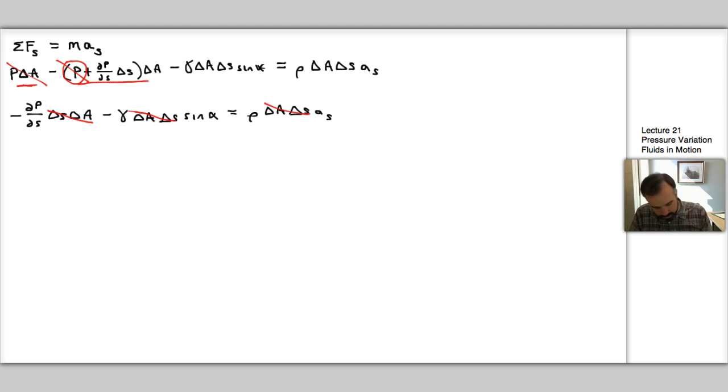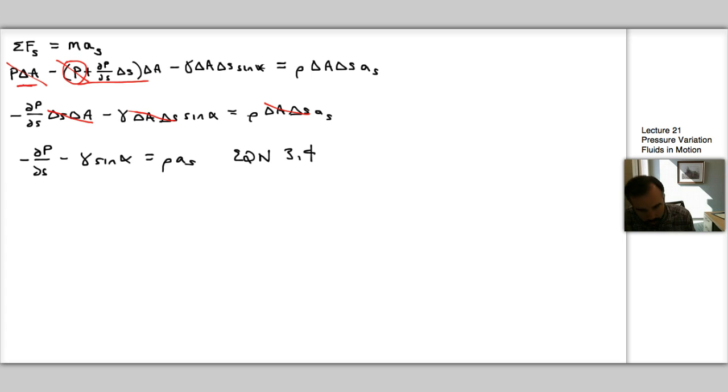And then we can write it out again. So we now have negative dp over ds minus gamma sine alpha is equal to rho as, acceleration in the s direction. And this is equation 3.4 in your book, okay? But I want to take this a little bit further. So let's now look at the angle alpha.